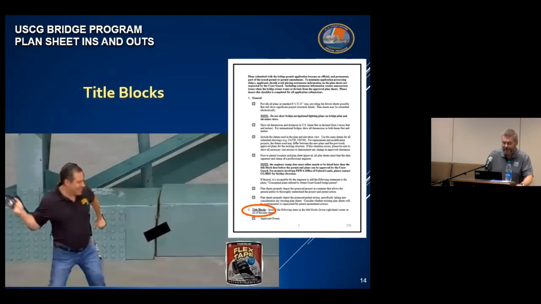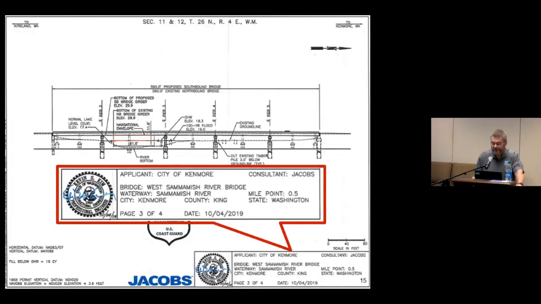Here's an example of a plan sheet title box for a bridge over the Sammamish River in Washington State. We've expanded the title block located at the bottom right of the plan sheet to show it a little bit easier, and that's in the red box. Let's take a look at the requirements found on the plan sheet checklist.